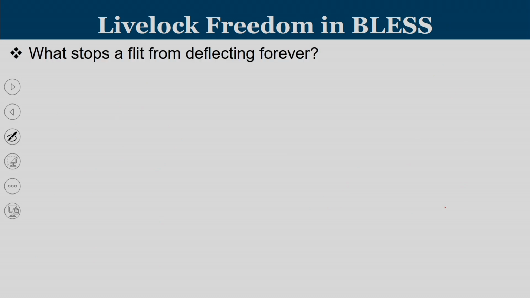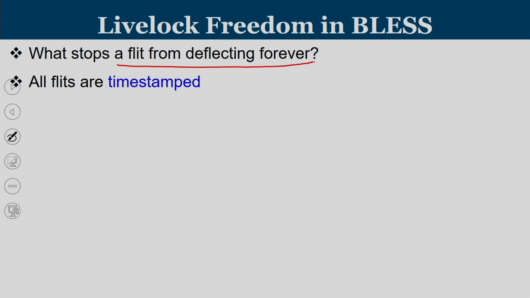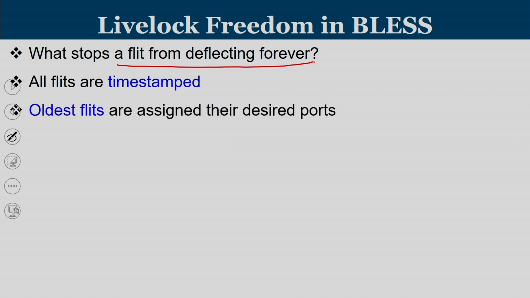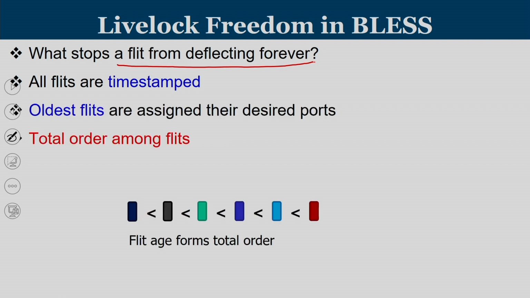Now, livelock freedom in BLESS, how are you going to guarantee that? So, what stops a flit from deflecting forever? When we are moving around the system forever, that is what is called livelock. So, how can you ensure that if you get rid of buffers, you are still saved from the livelock issue also? All flits have to be time stamped. So there needs to be a total ordering. Older flits are assigned to the productive ports, with a total order among the flits.